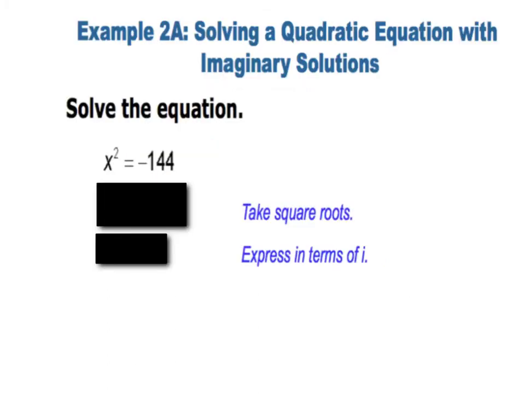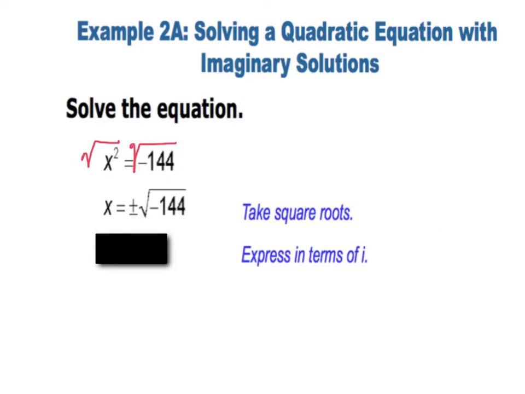Okay, now let's take a look at a problem where we can use some of the skills that we've been looking at. So, first of all, let's ask ourselves, if I have x squared is equal to -144, what do I do to solve for x? Well, if you said take the square root of both sides, you are correct. If you take the square root of both sides, you're going to get this. So x is equal to plus or minus the square root of -144.